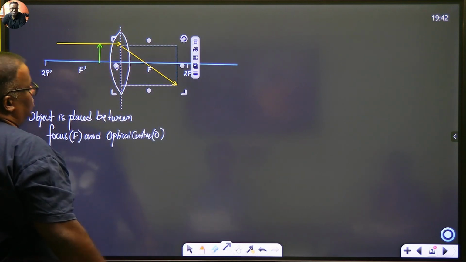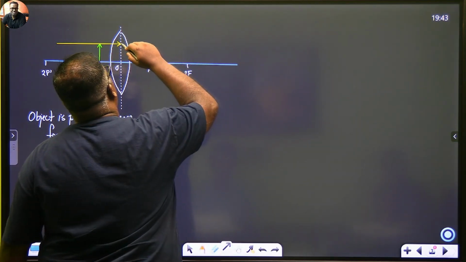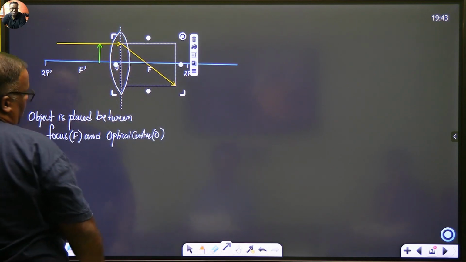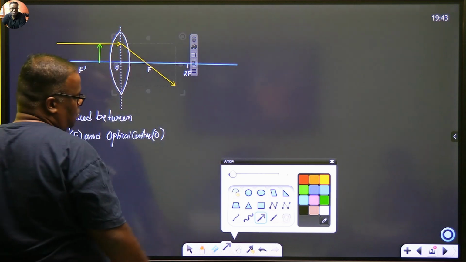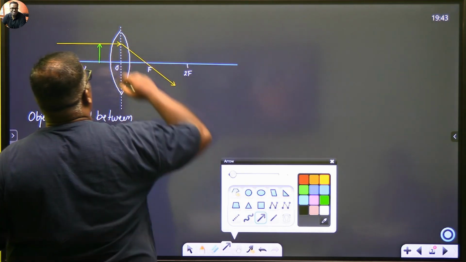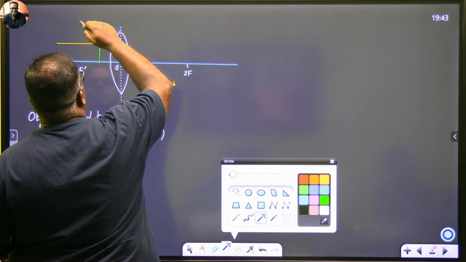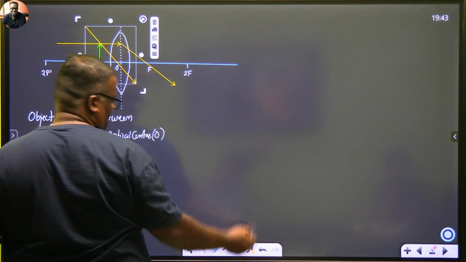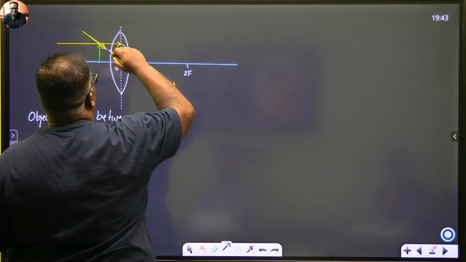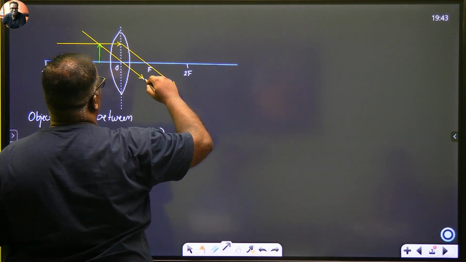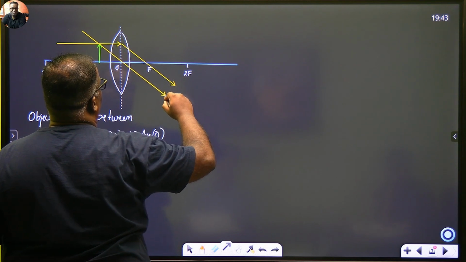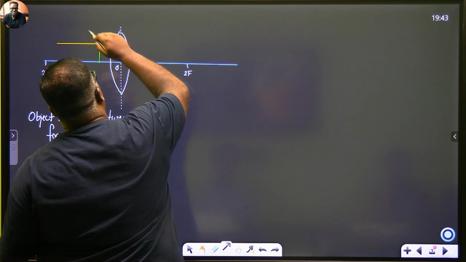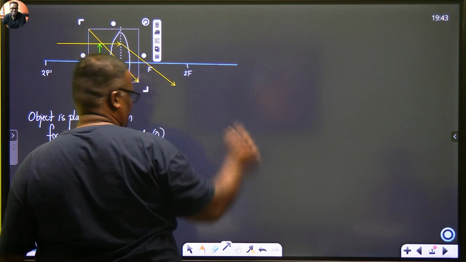Now, since I'm drawing it freehand, the geometry may not come out exactly the way you want, but if you draw it properly, it will come. And the next ray is taken in such a manner that a ray of light which passes through the optical center goes undeflected. Do you remember, children? Usually these rays, see my diagram is not correct. These rays should come a little bit divergent. Okay, hang on.